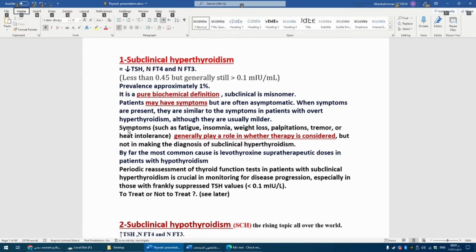Symptoms, if present, generally play a role in whether therapy is considered or not, but not in making the diagnosis. The patient needs monitoring or follow-up or periodic reassessment of thyroid function tests as some patients may progress to overt hyperthyroidism. To treat or not to treat.